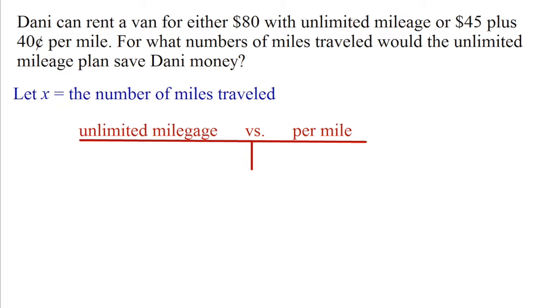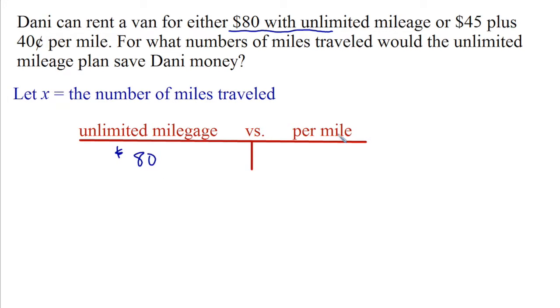Well, we know that there's two plans. There's a plan for unlimited mileage, and there's a plan where she has to pay a certain amount plus an amount per mile. So looking back at the paragraph we were given, we can see that she can rent a van for $80 with unlimited mileage. So I'll go ahead and put $80 on the side that says unlimited mileage.